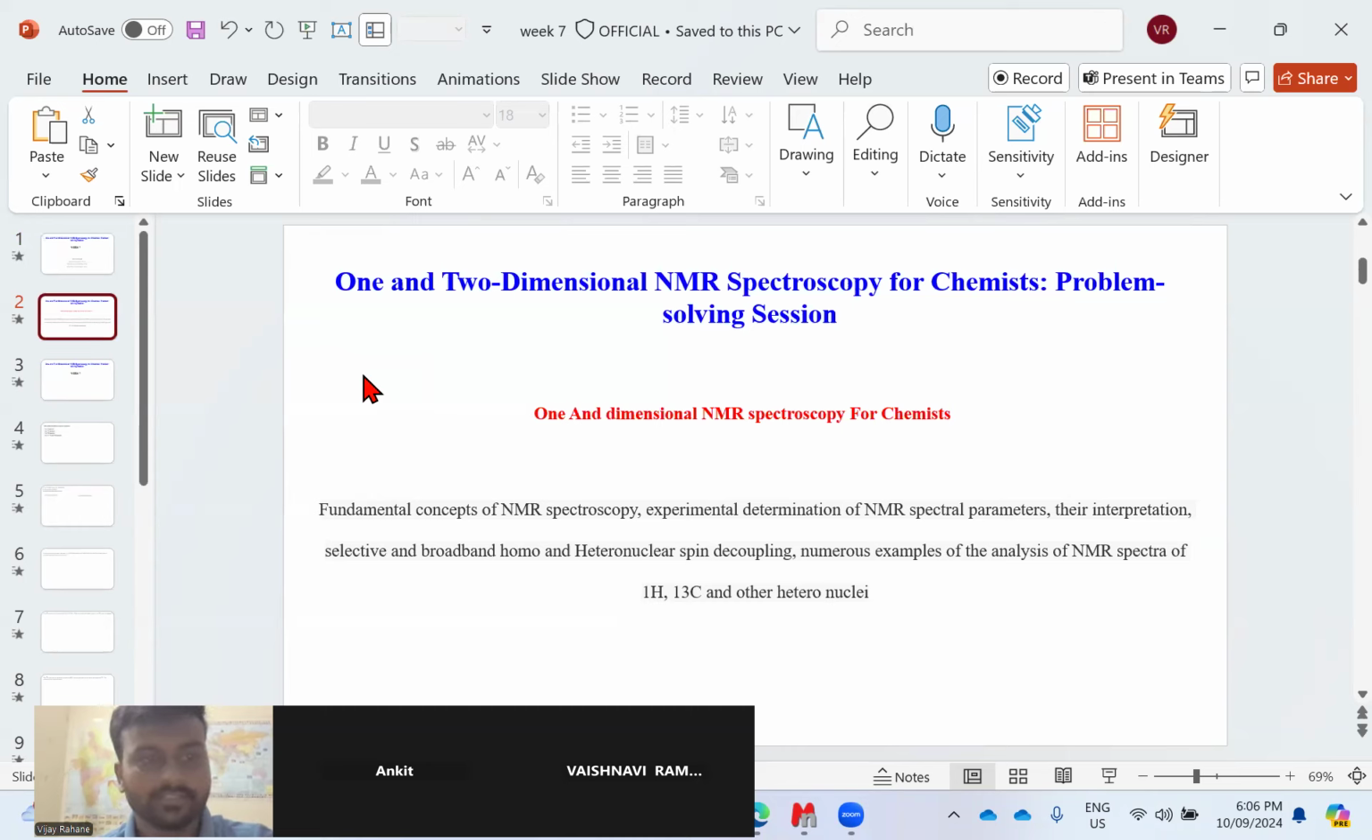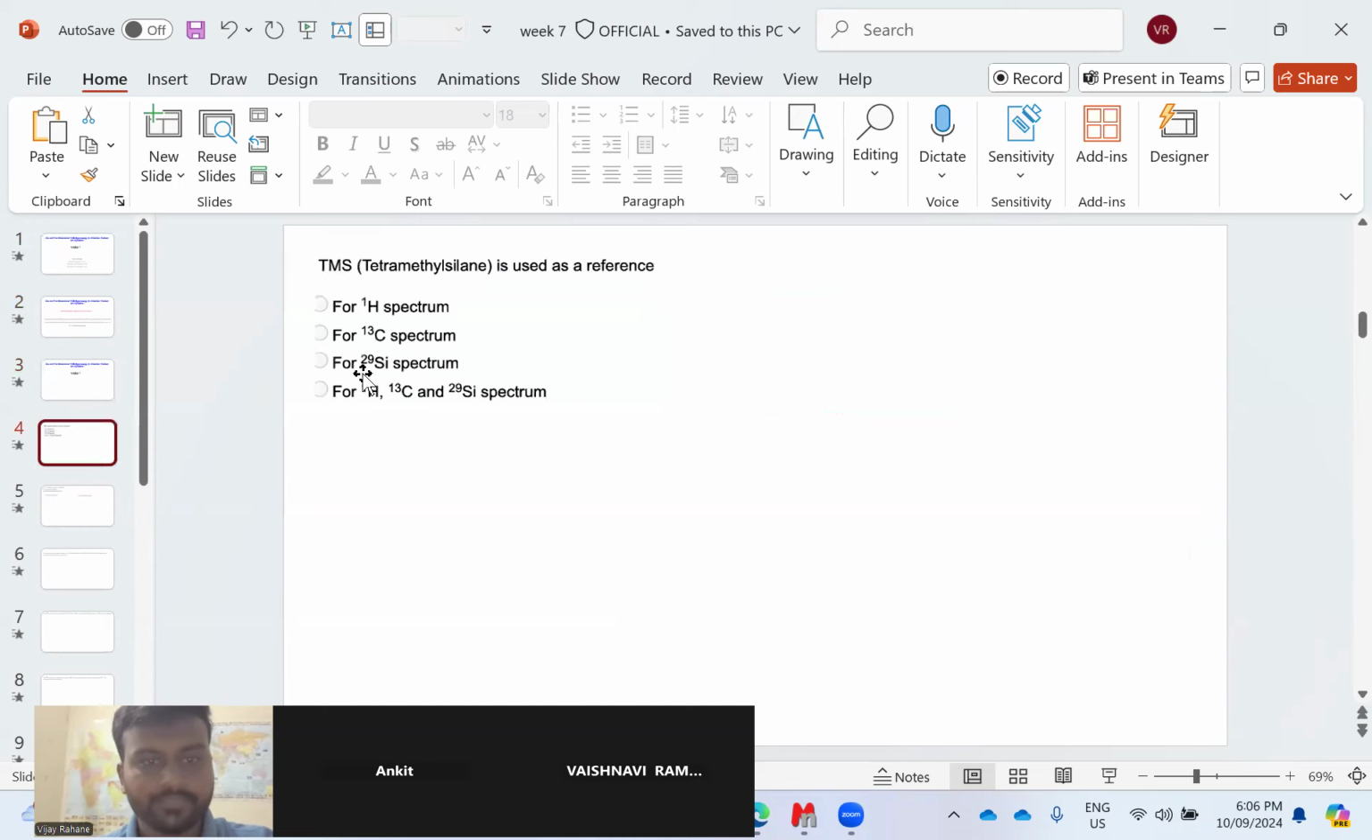Right. So before going to the problems, does anyone have any problems regarding the topics which are covered here? You can ask me now, or at the end of the session also you can ask. Does anyone have any doubt here? If not, I would just like to show some NMR spectra here.